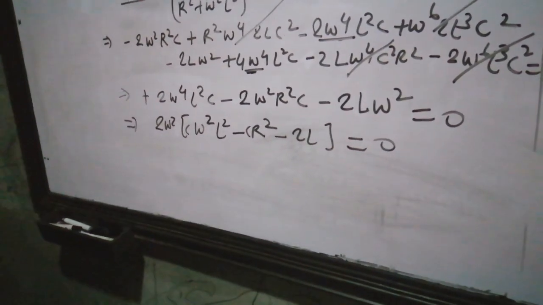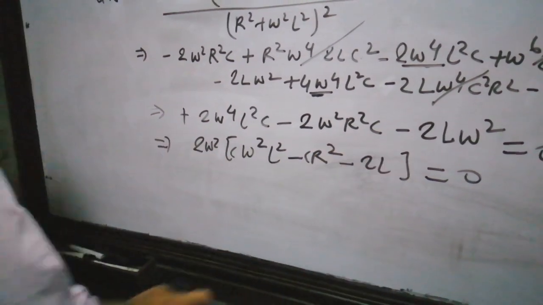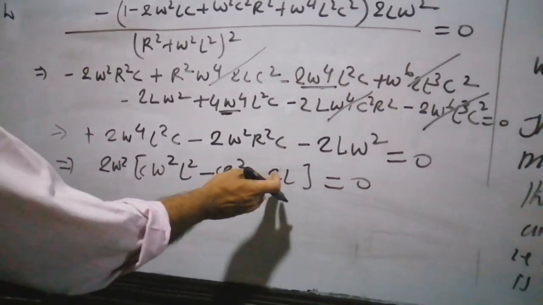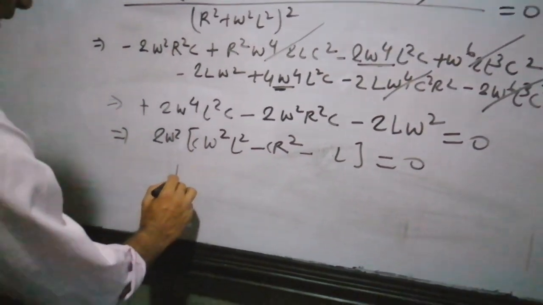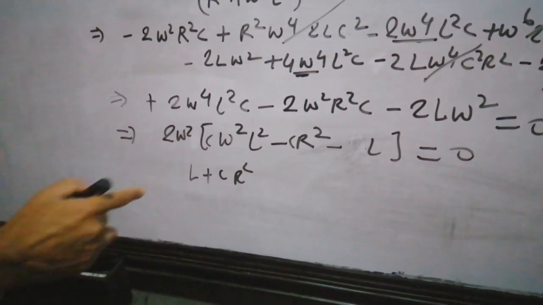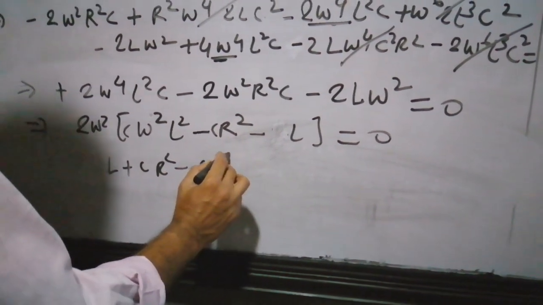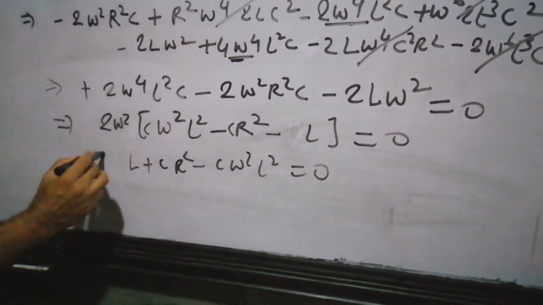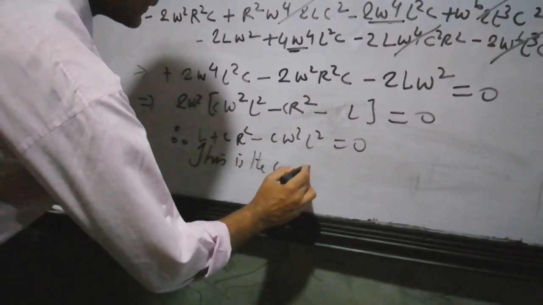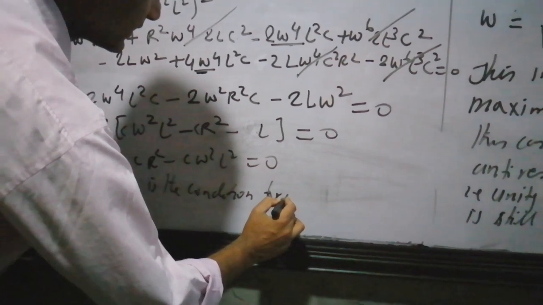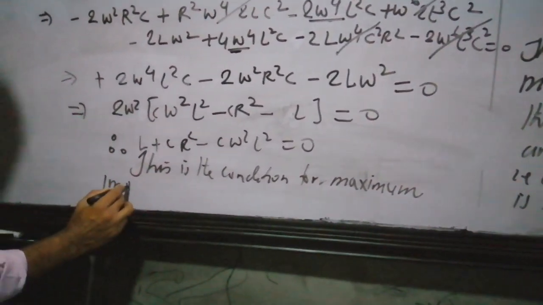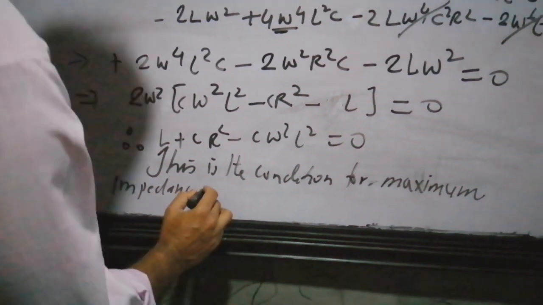Still, 2 omega square cannot be equal to 0. If I take the minus common, and 2 is already taken common, what is left is L minus C R square, and I took the minus common, so this is L plus C R square minus C omega square L square equals to 0. And this is our condition, the condition for maximum impedance when inductance is varied.